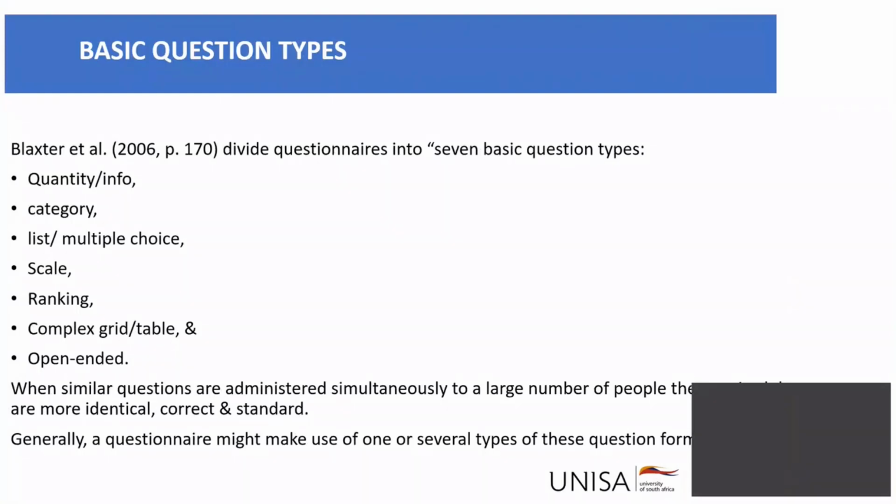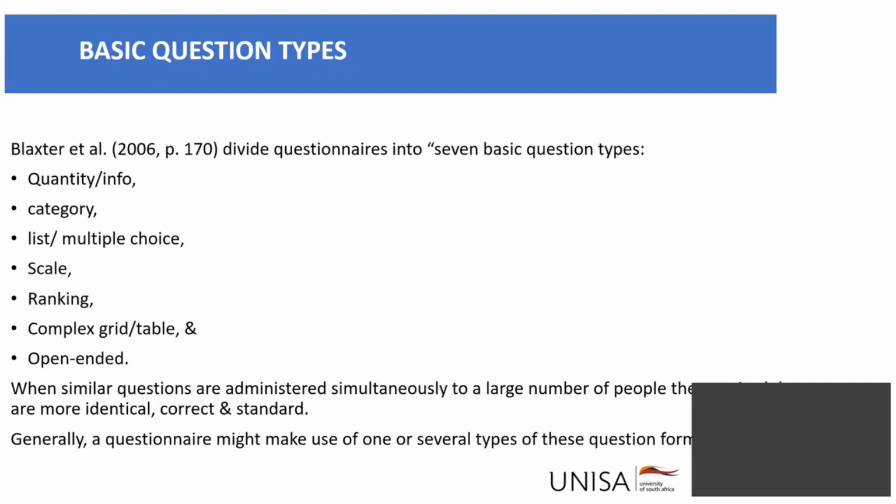Let's look at some of the basic question types. There is a source there that you can go and check, but at least what I like is that it divides the questionnaires into 7 basic question types. There are questions that will be more looking into the quantity or the information. There's a question that can look into the category that you want to determine.